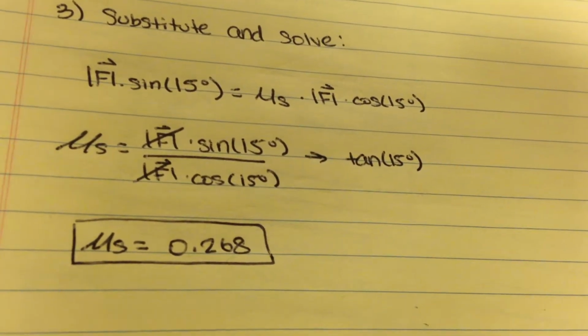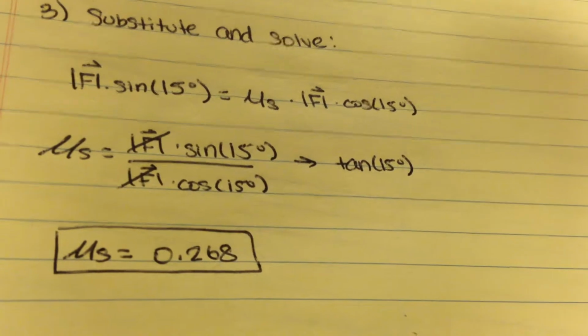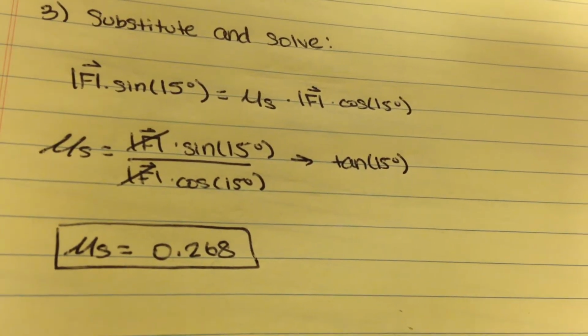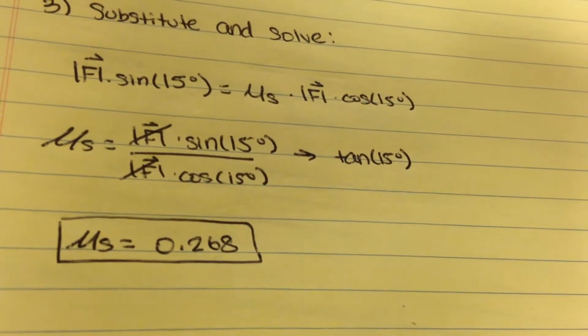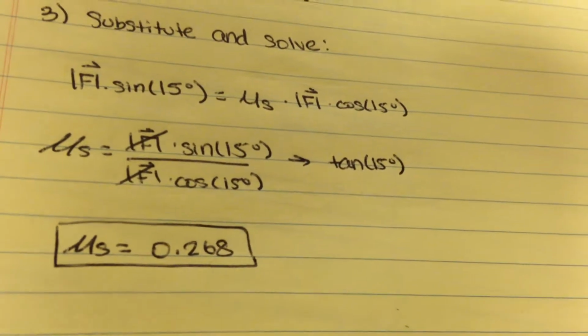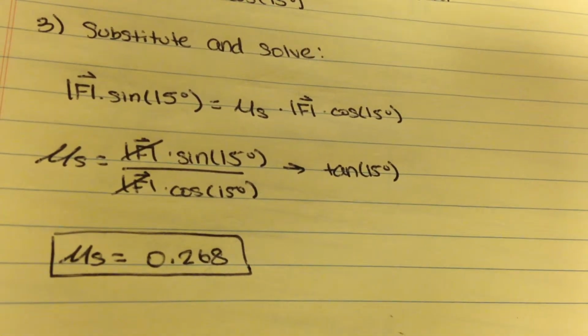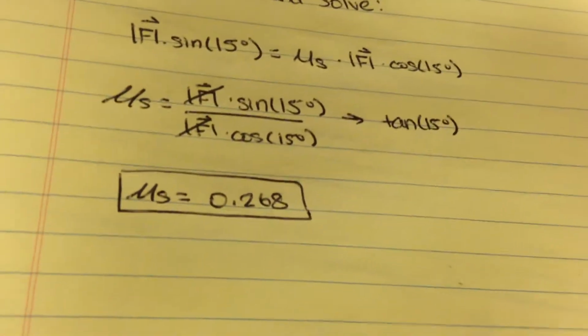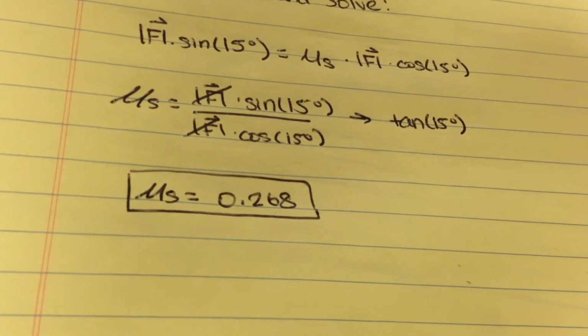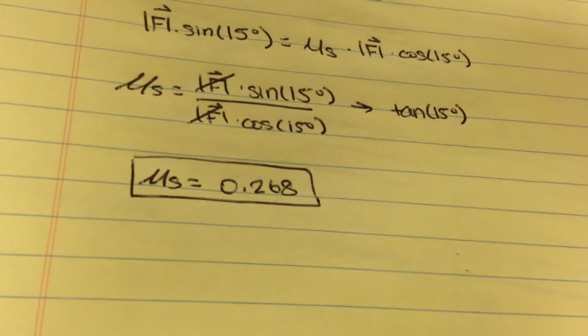You could stack those values. You can divide F sine 15 degrees divided by F cosine of 15 degrees. Those F's cancel, and then the coefficient of static friction is just equal to the tangent of 15 degrees, which is then equal just to 0.268. And that's pretty much how you solve the whole problem.